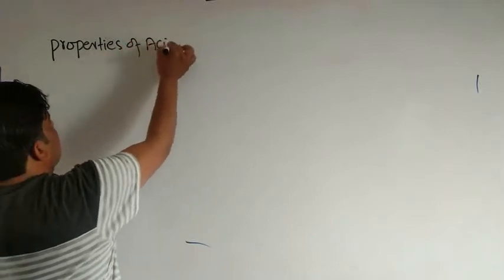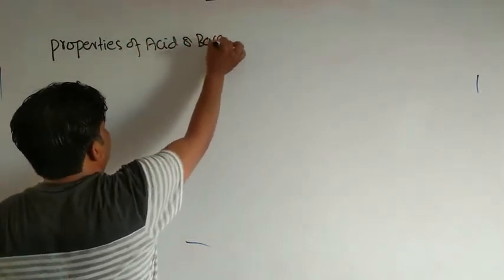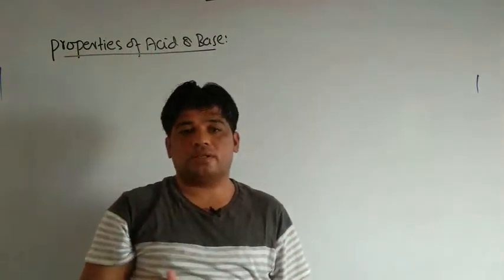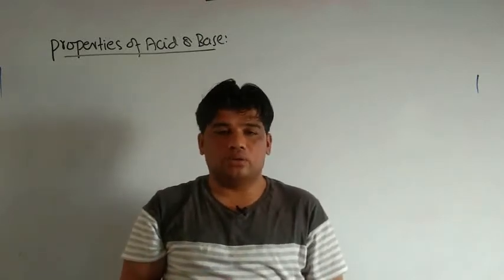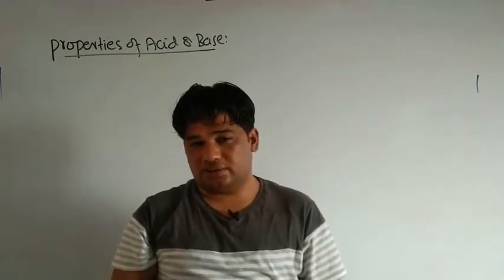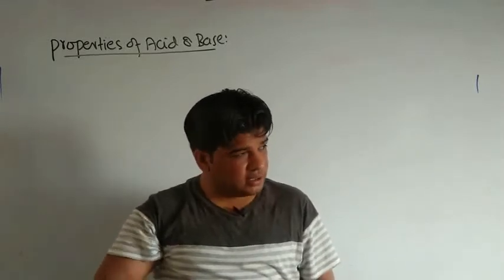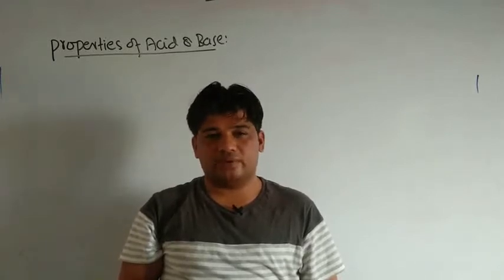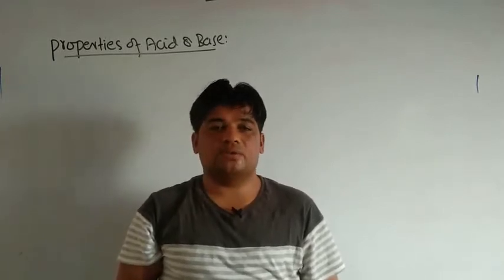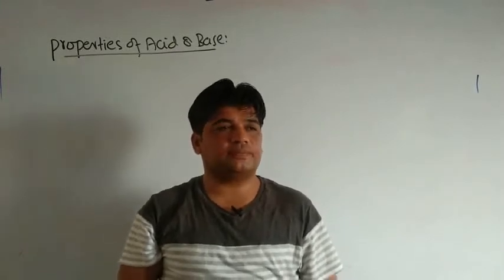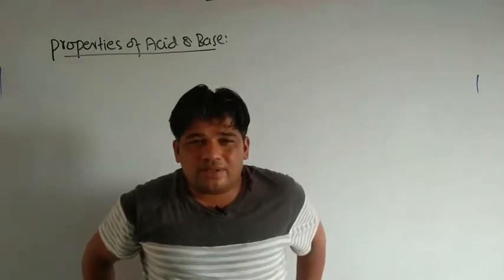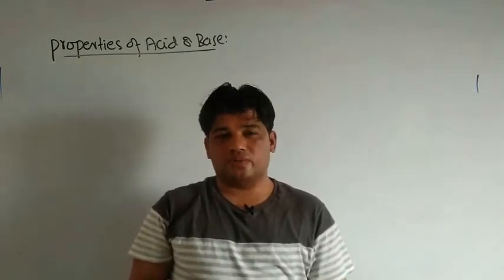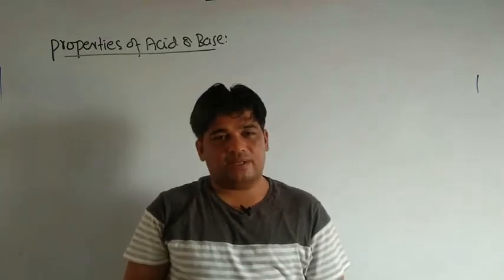In the previous lecture we discussed different theories about acid and base: the Arrhenius concept, the Lowry-Bronsted concept and the Lewis concept. According to the Arrhenius concept, all those substances are acids which donate a proton in aqueous solution and all those are bases which donate a hydroxyl ion in aqueous solution. According to the Lowry and Bronsted concept, all those substances are called acids which donate a proton and all those are bases which accept a proton.